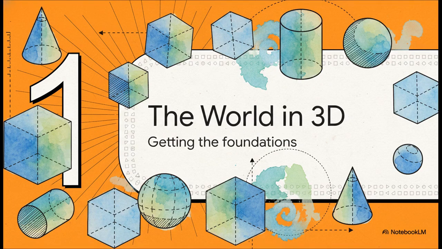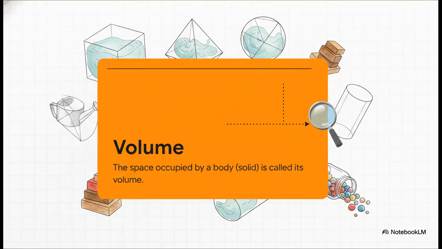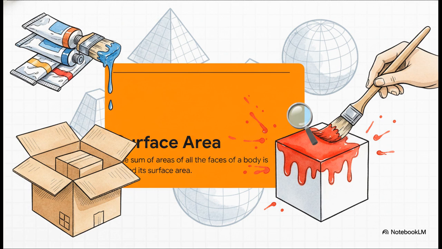What are we actually talking about when we use these words volume and surface area? Let's kick things off with volume. Put simply, it's just the amount of 3D space an object occupies. The easiest way to think about it is this: how much stuff can I fit inside? That's volume. And then you've got surface area. This is the total area of all the outside surfaces of an object. So if you were going to paint a box, the surface area is literally the total space you'd need to cover with paint. All the sides, the top, the bottom, the whole shebang.